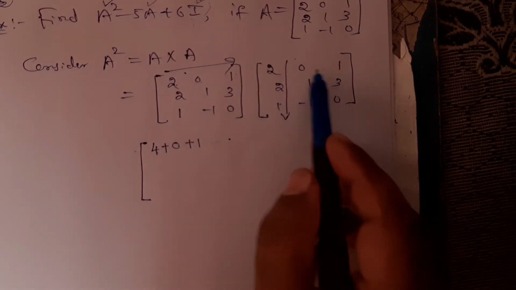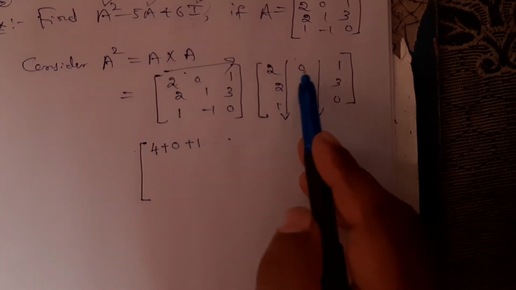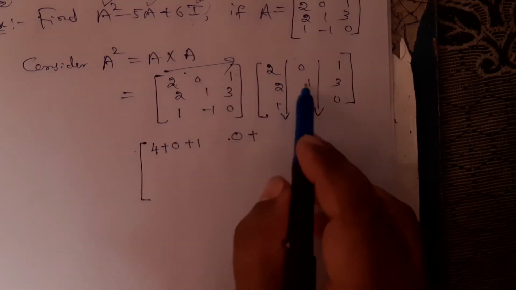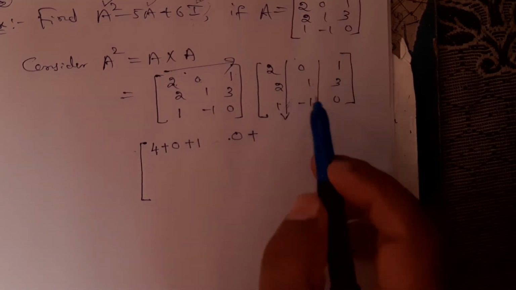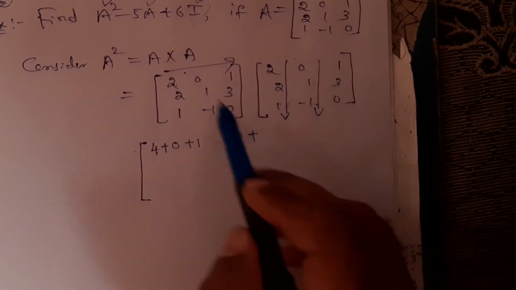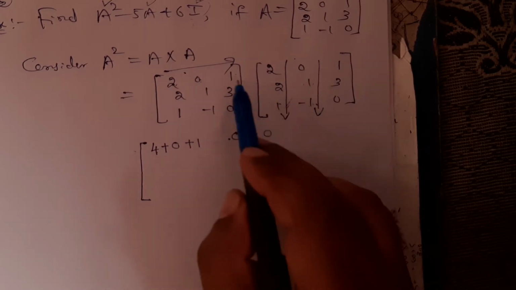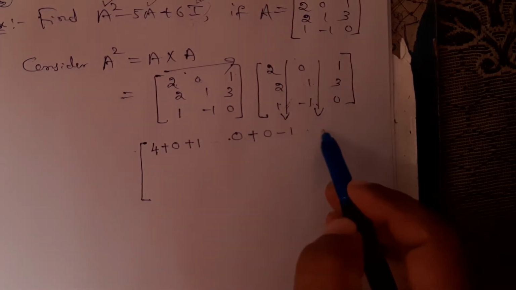Same row, so you go for second column. So what should I write? 2 into 0, that will be 0. Then plus 0 into 1, so this one is over. So we have to see this column 0 1 minus 1. 2 into 0 is 0, then 0 into 1, that will be 0. Then 1 into minus 1, that will be minus 1. Then we have to leave some space.